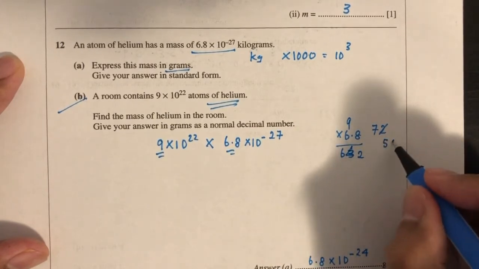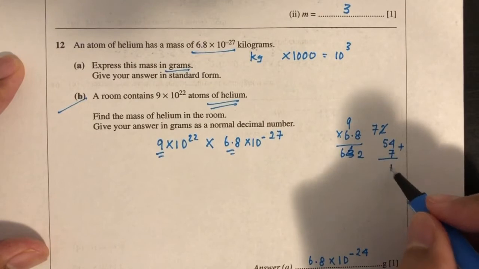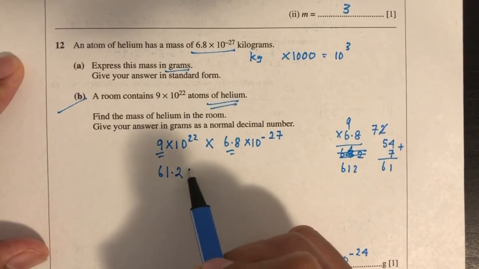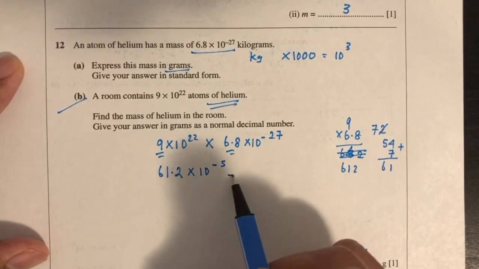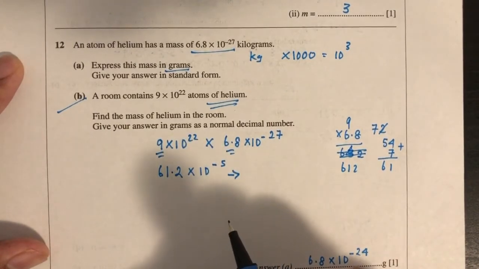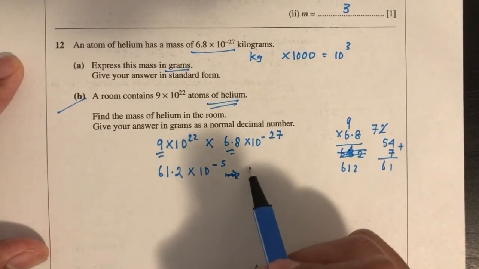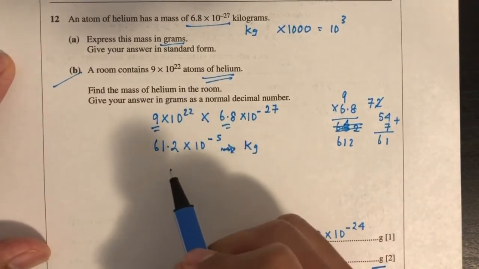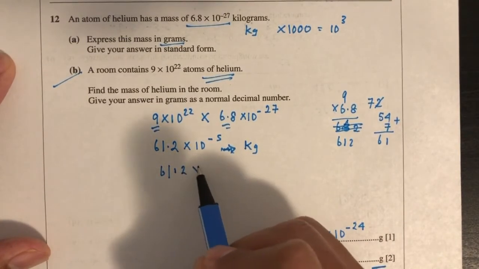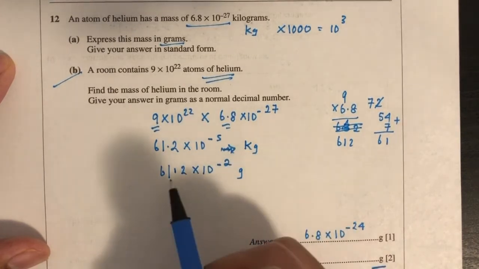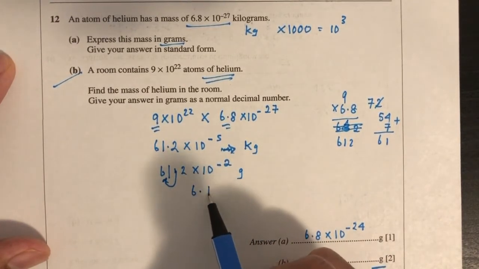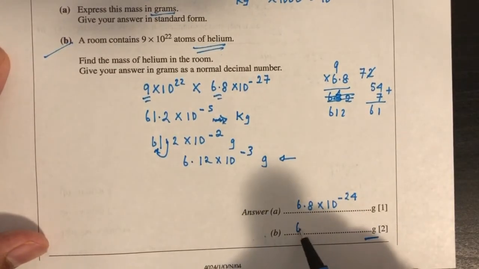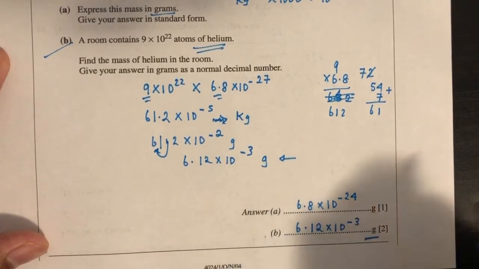So sorry, let me try again. 54 plus 7. Okay, mistake again. That'll be 61. So 612 should be your answer. So 61.2 times 10 power minus 5. So in standard form, this is in kilograms, but your answer needs to be in grams. So let's times 1000. That will be 61.2 times 10 power minus 2 grams. So you move one decimal place here. 6.12 times 10 power minus 3 grams.